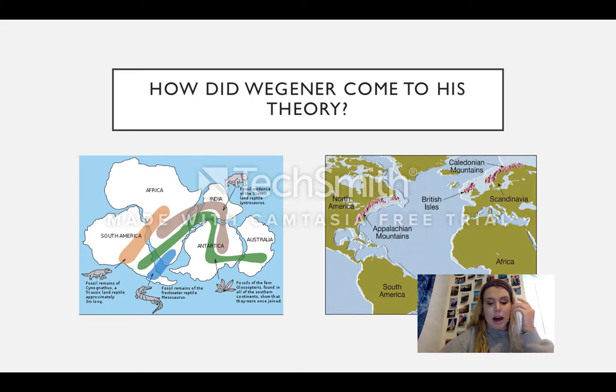And then he also looked at mountain ranges such as the Appalachian Mountains in North America, right here, and the Caledonian Mountains in Scotland. And then he also looked at the Karoo strata in Africa and the Santa Catarina rocks in Brazil, and as he fit the continents together in the way he believed they fit together, the mountain ranges seemed to complete each other as if they were just cut off and then split apart eventually.